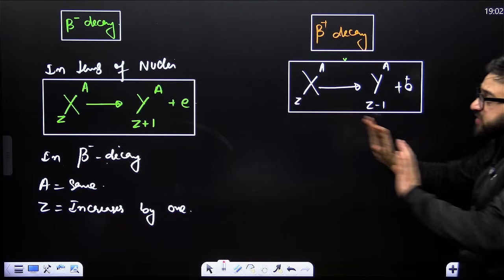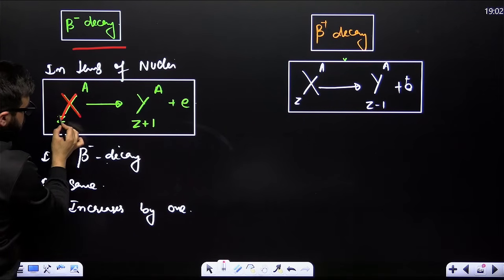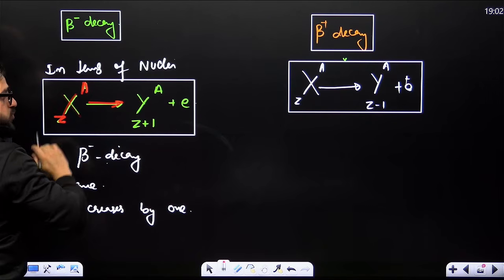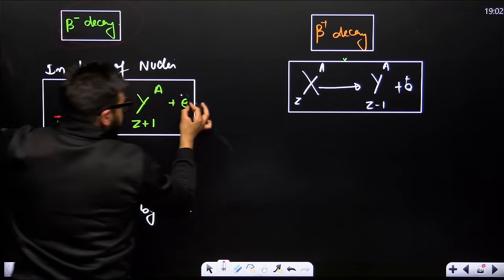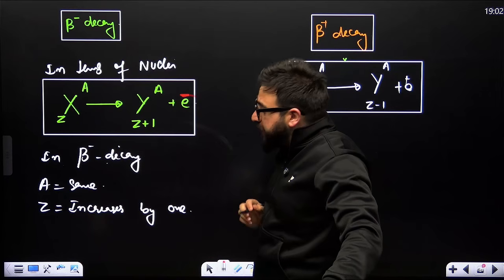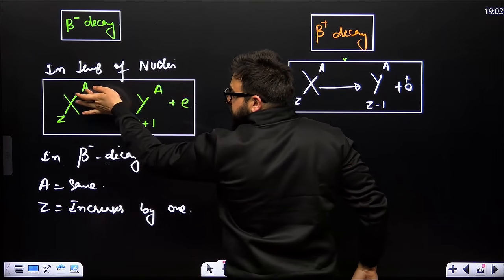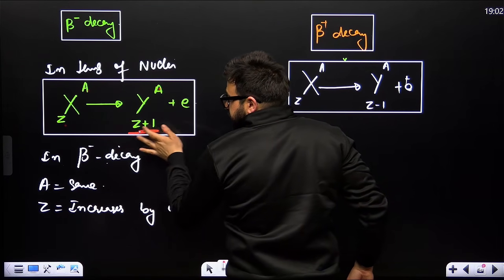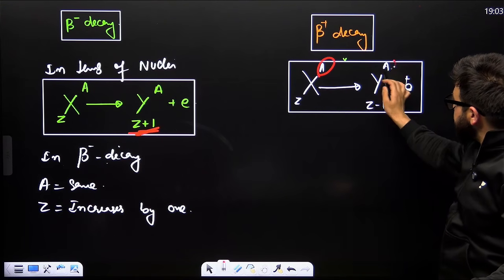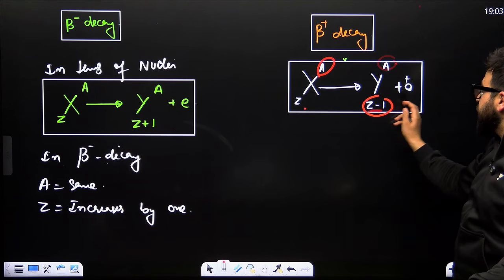So my dear NEET aspirants, see beta decay. This is nucleus Z, having mass number A, where Z is the atomic number. In beta minus decay, an electron comes out, that's why we call it beta minus decay. In beta minus decay, the mass number remains the same and the atomic number increases by 1. And in beta plus decay, the mass number remains the same and the atomic number decreases by 1.